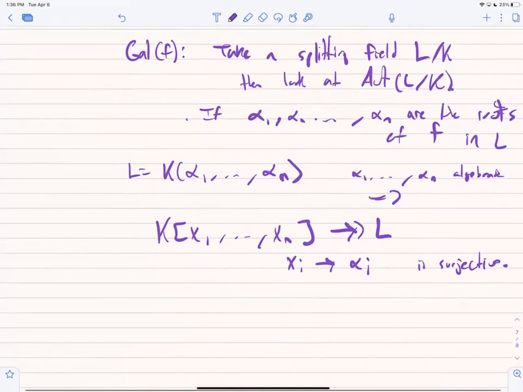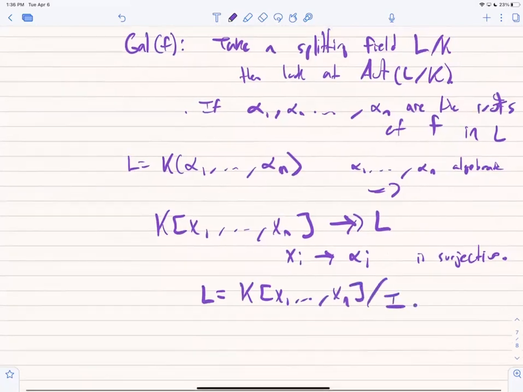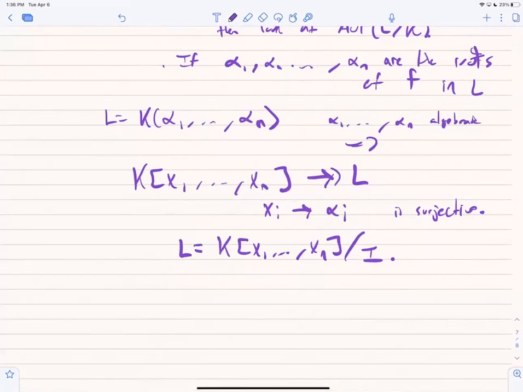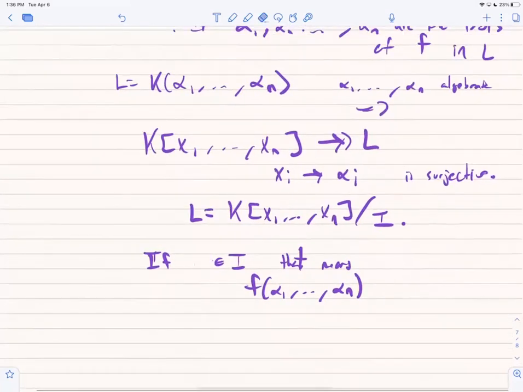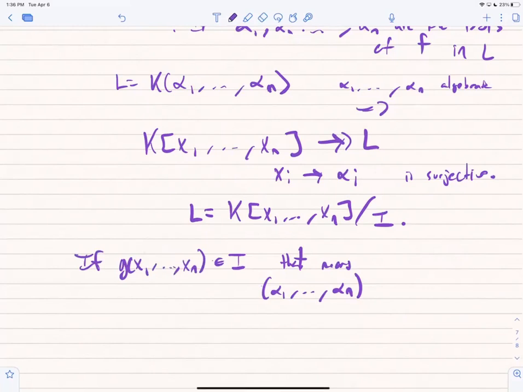So that means L is equal to K[x1, ..., xn] mod I. So an element of I: f was my separable polynomial I started with, so let me take g as a polynomial in n variables in I, and then I plug in g of alpha 1 through alpha n, I get 0.